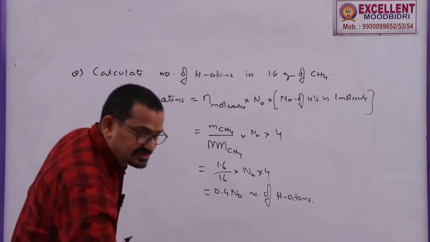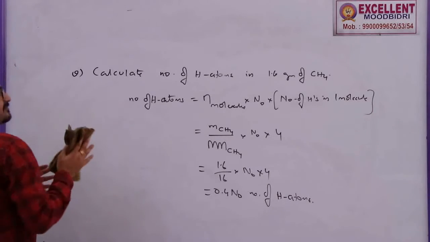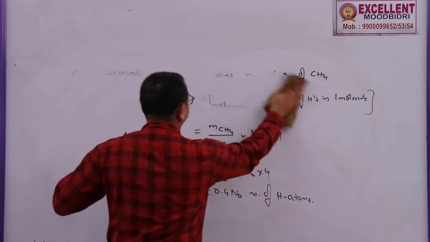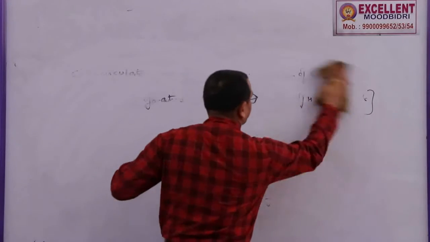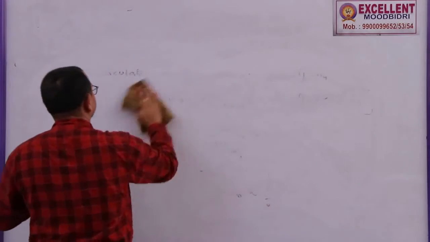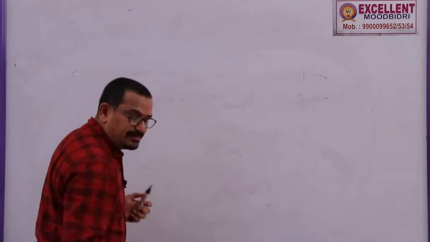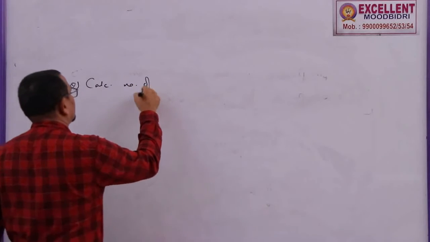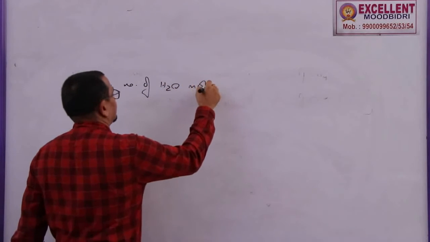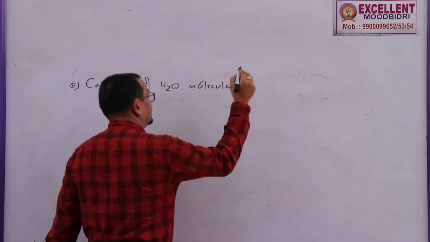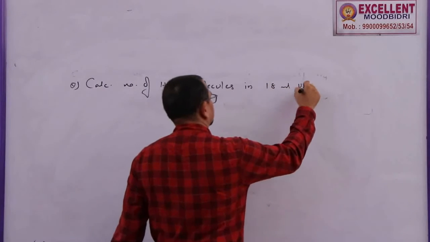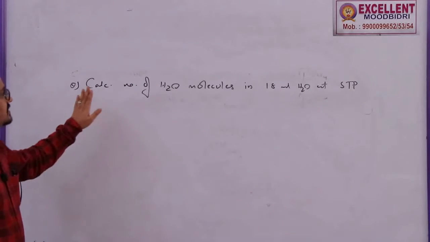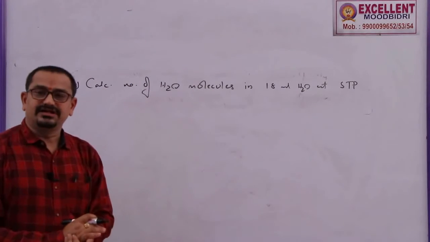At the same time, we will solve a different numerical where there is more scope for students to get confused. Suppose we are given a question to find out the number of molecules of H2O in 18 ml of water. If the question is: calculate the number of water molecules in 18 ml of water at STP.